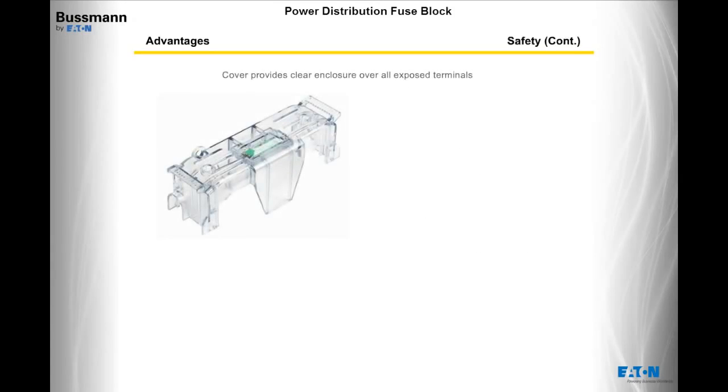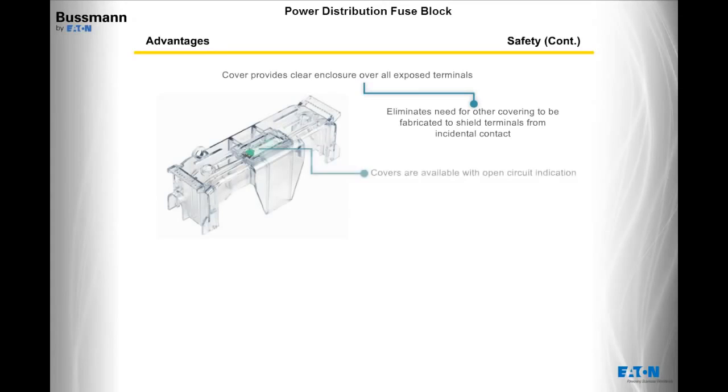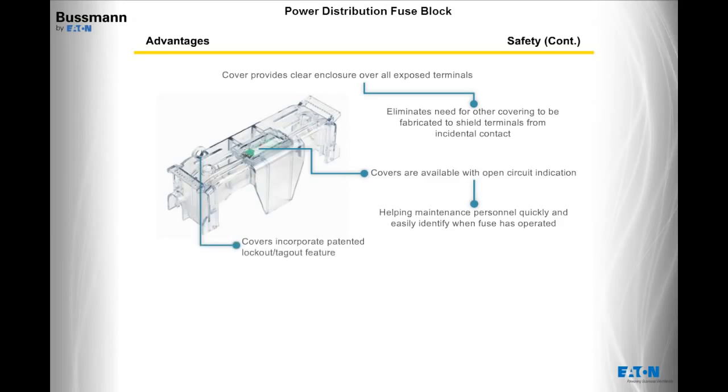The power distribution fuse block can also be coupled with an optional IP20 finger-safe cover. The cover provides a clear enclosure over all exposed terminals, eliminating the need for any other covering to be fabricated to shield the terminals from incidental contact. Covers are available with open circuit indication, helping maintenance personnel quickly and easily identify when a fuse has operated.